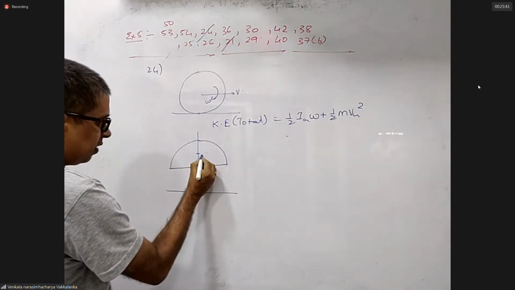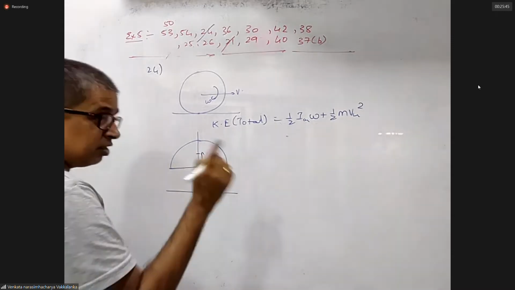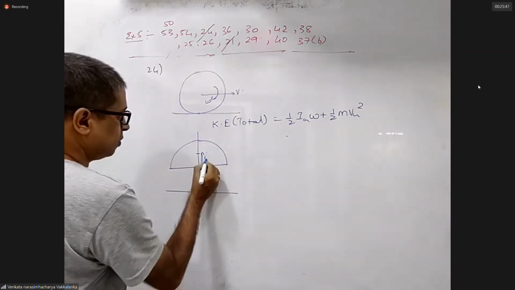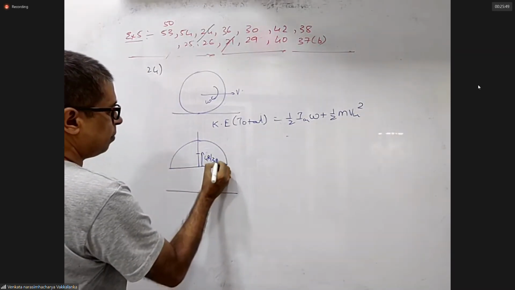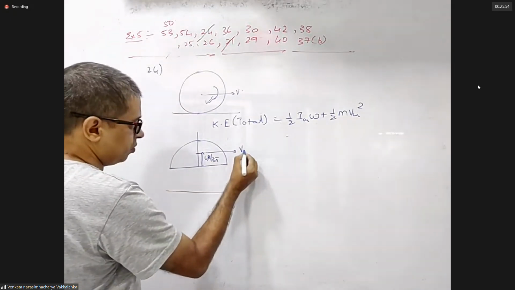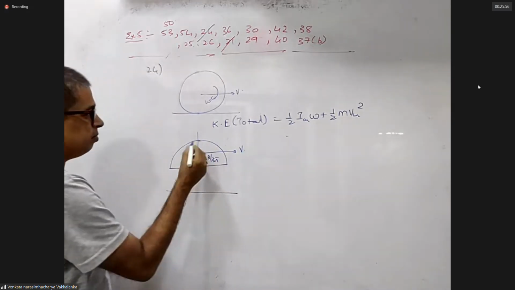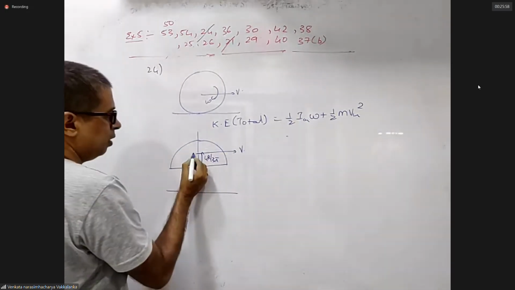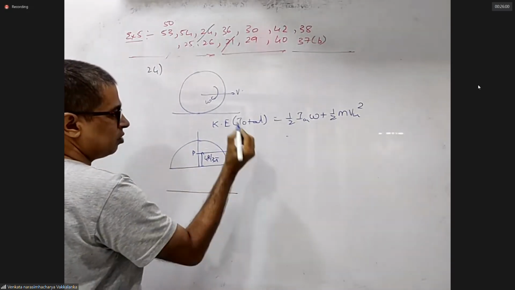The center of mass of the upper half will be at 4r by 3 pi from the center of the disk. Now please find out the velocity of this. I will call this point P. Velocity of point P.